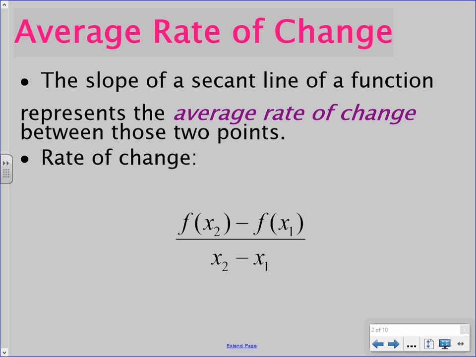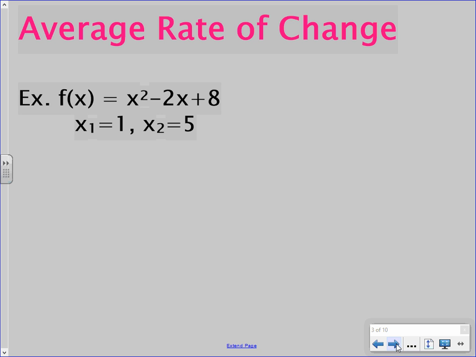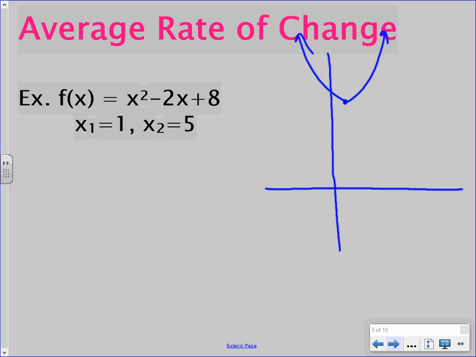Okay. So here's the example that we are going to do. x squared minus 2x plus 8. Okay? And I'll go ahead and tell you what that graph looks like. We know it's a parabola. I'm going to tell you that I know it looks like this. Okay? So what's happening is we have a line going through the points at x is 1 and x is 5, and we want to find the slope between those 2 points.